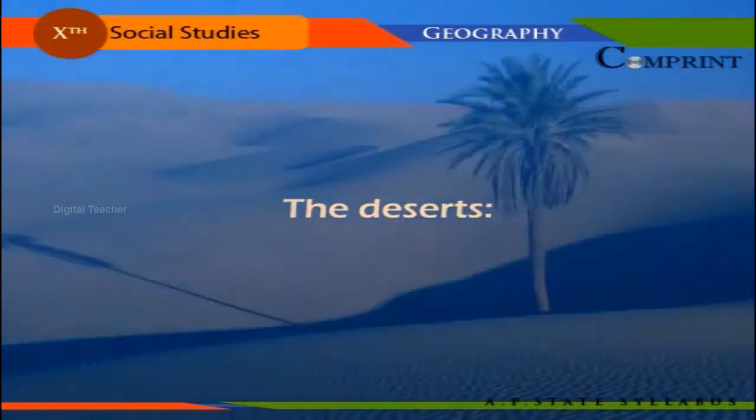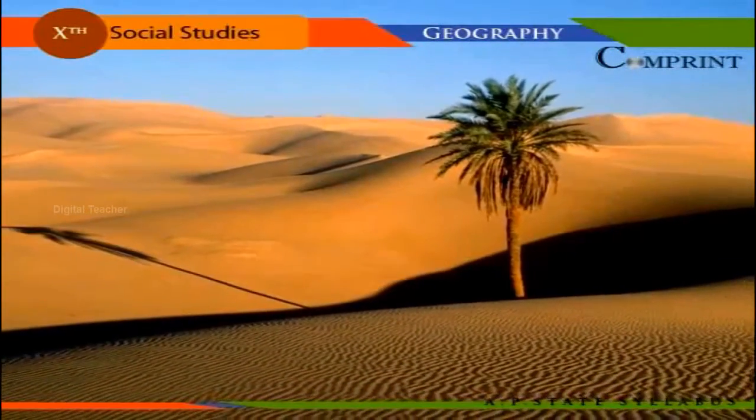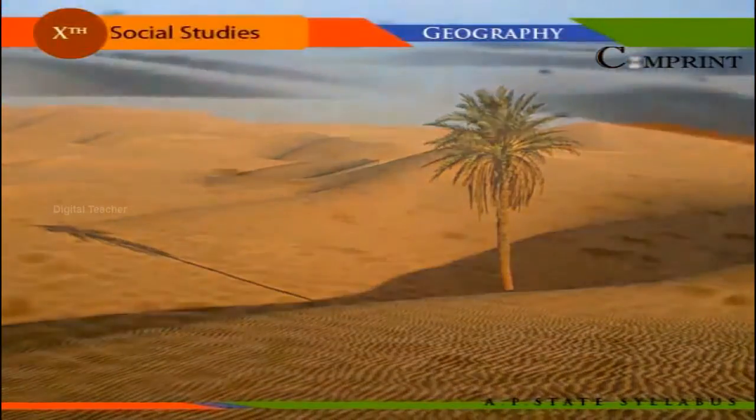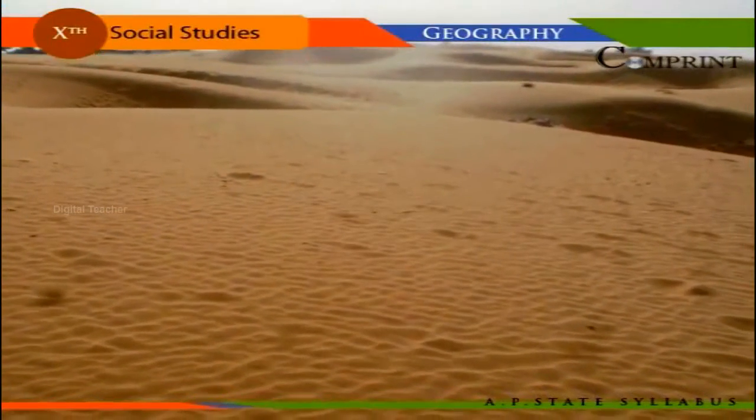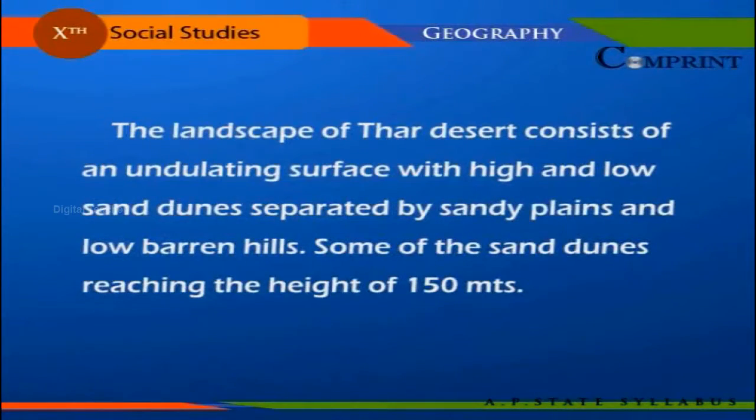The deserts. To the northwest of the Aravalli lies the Thar Desert. It is the largest desert of the Indian subcontinent, also known as the Great Indian Desert. The landscape of Thar Desert consists of an undulating surface with high and low sand dunes separated by sandy plains and low barren hills. Some of the sand dunes reach a height of 150 meters.